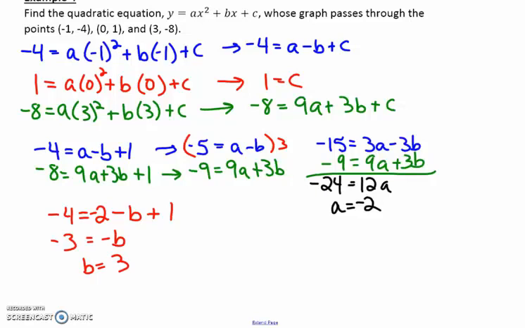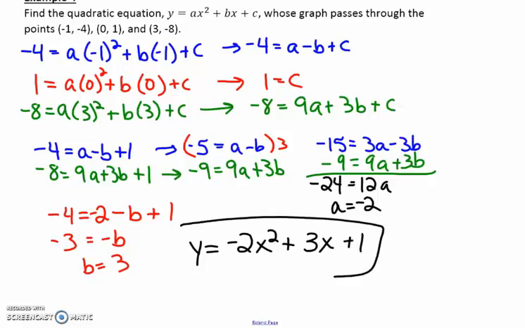So our final answer is y equals a, which is -2, x squared, plus b, which is 3, times x, plus c, which was 1. So that is the parabola that will go through all of those points, and you can check it by plugging in all of those points.